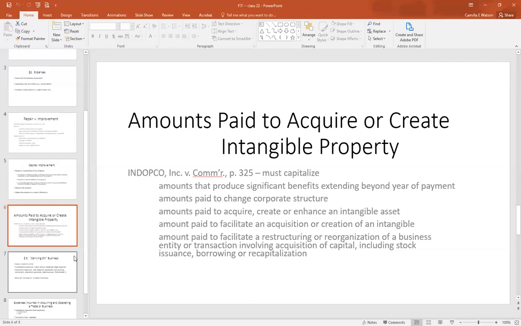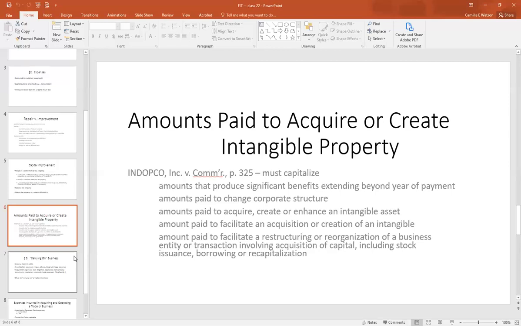E, $100 for advertising for a tenant to occupy an empty apartment. That's a currently deductible expense. In 2, are the regulations on capitalization of amounts paid to acquire, create, or enhance intangible assets consistent with the Supreme Court's decision in Adopco?